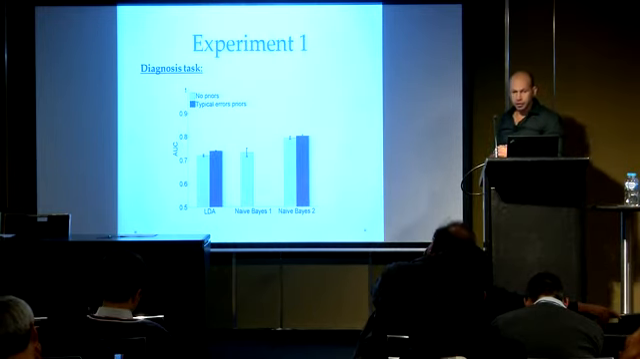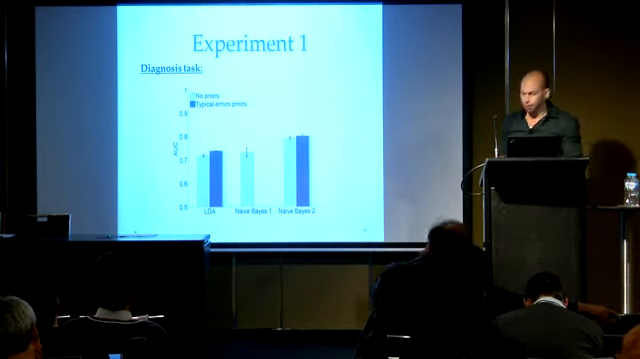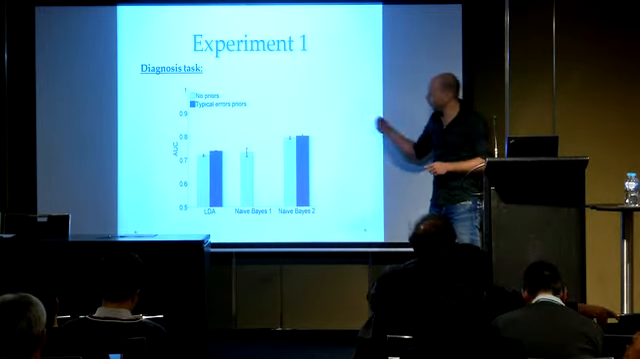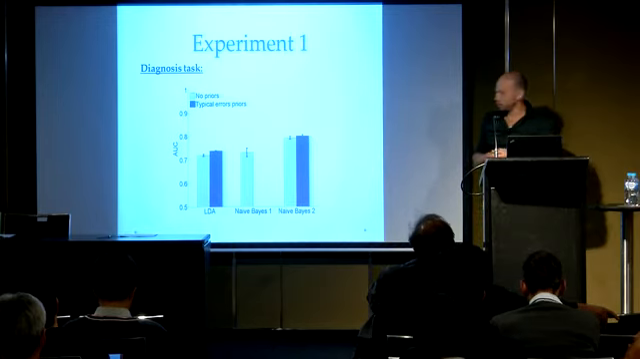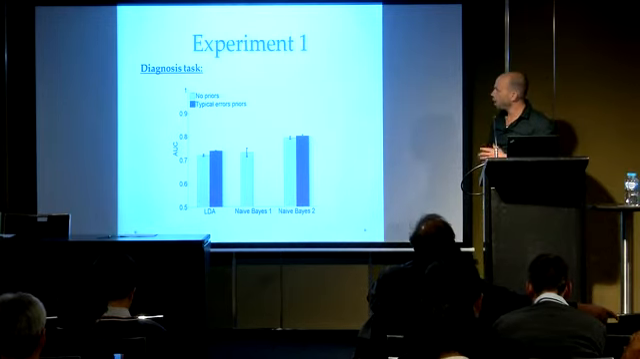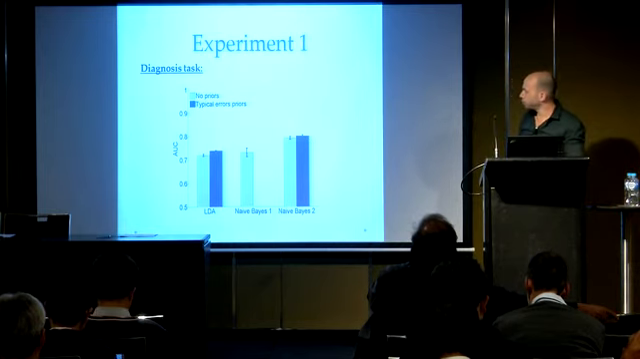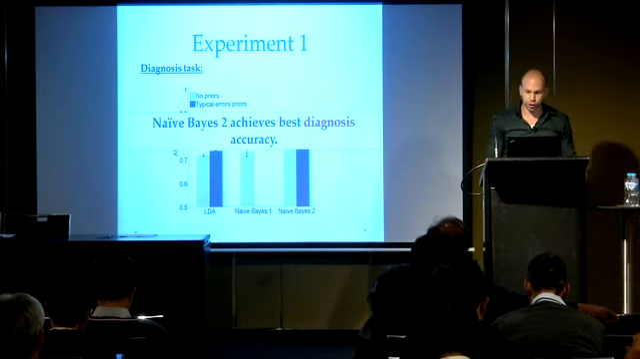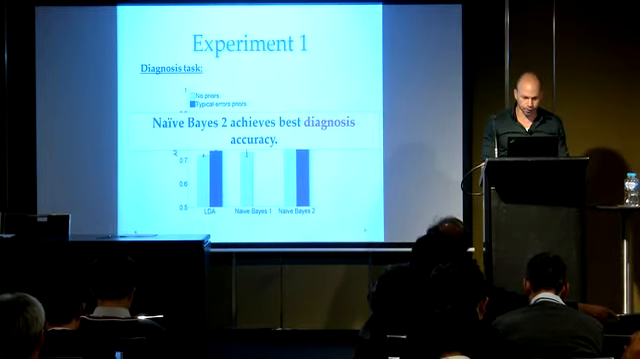So the results for the first task, as you can see, the Naive Bayes 2 achieves the highest accuracy. The blue here represents with typical models, and the gray colors without. So Naive Bayes 2 achieves best diagnosis accuracy.